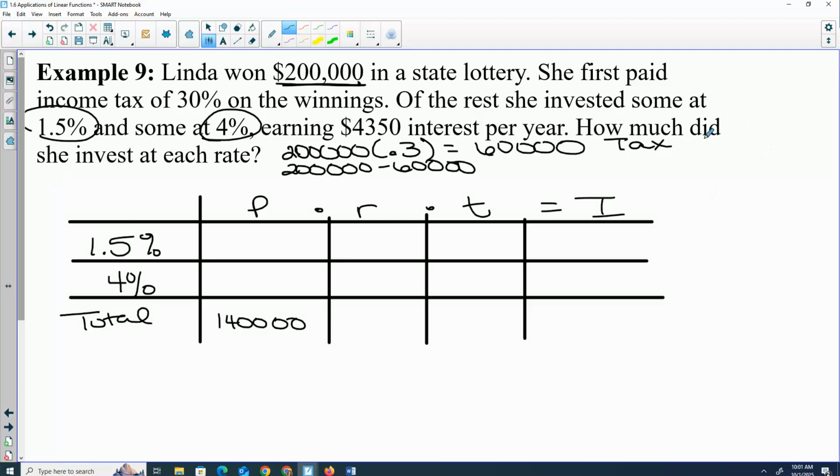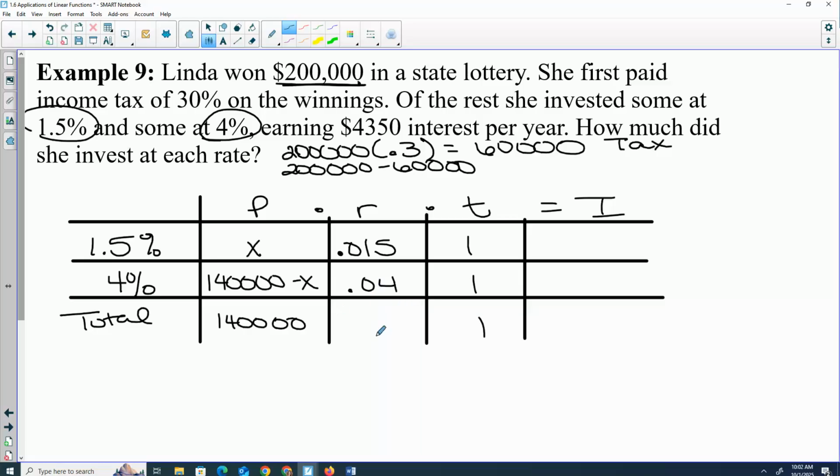So I said she invested some at 1.5%. Do I know how much? So what would I call it? And some at 4%. So what would I do for this one? Okay, my rate, 1.5%. You always move your decimal back 2, so 0.015. 4% would be 0.04. I'm talking about interest per year, so my time is just 1 year.